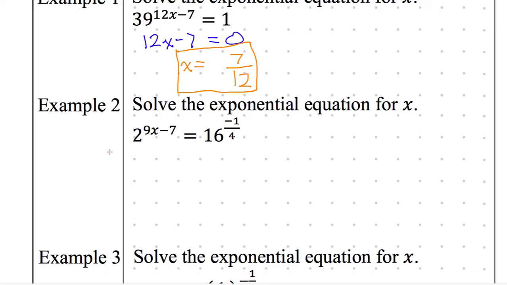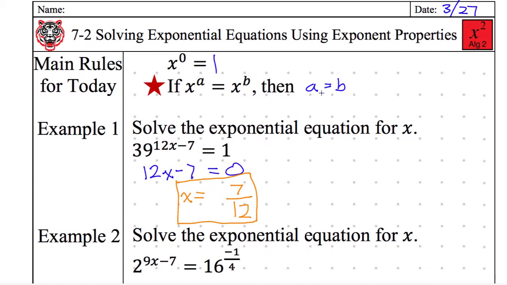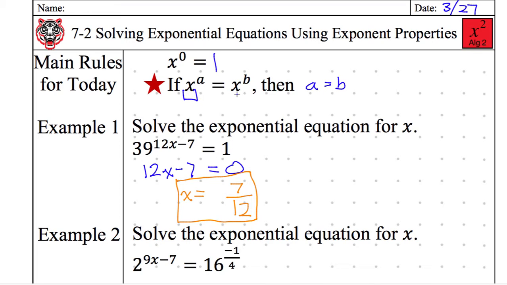Who else knows which property we're using? Eva, go for it. The second one. We are using the second property. For the second property to work, we have to have the same base and the same base. We don't care about the powers. We know eventually we're going to set the powers equal to each other, but I do have to have the same base and the same base. So Eva, how am I going to do that?